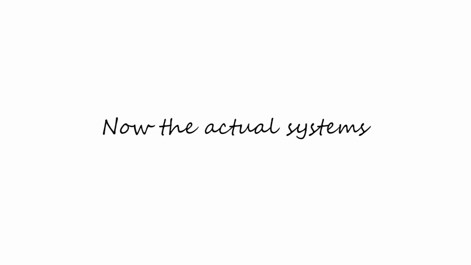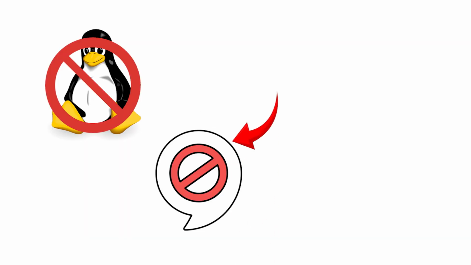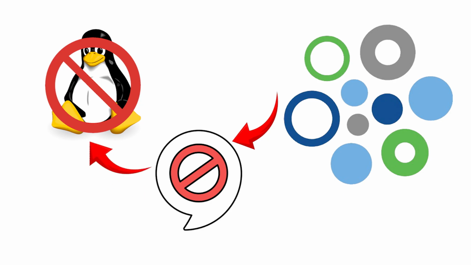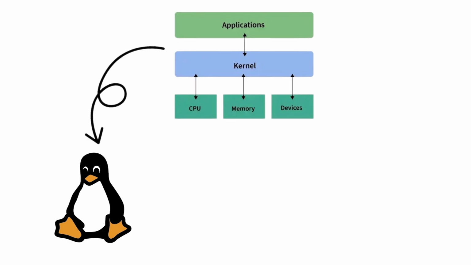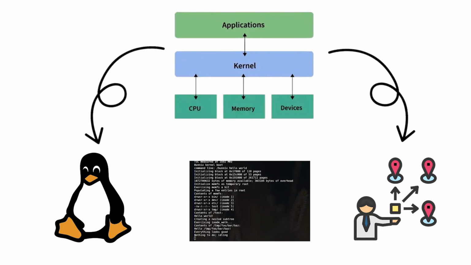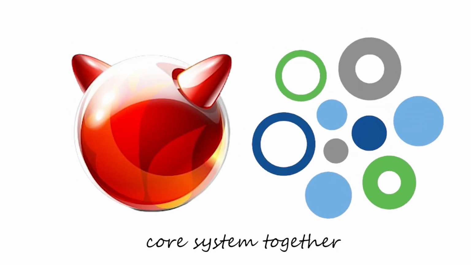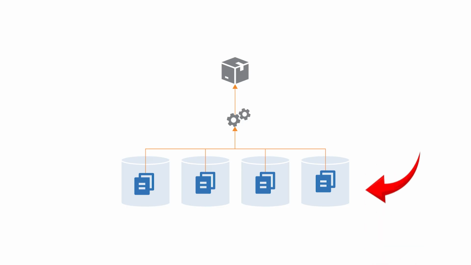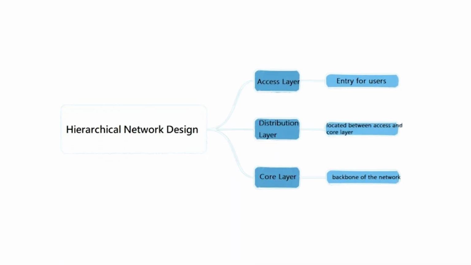Now the actual systems, starting with the one you already own. FreeBSD is a direct descendant of the Berkeley Unix line. It is not a Linux clone, and it never was. Both trace back to Unix separately. The structural difference matters. On Linux, the kernel comes from one project, and everything around it comes from hundreds of others, assembled by a distribution. FreeBSD develops the kernel and the core system together in one repository as one product. There is no distribution layer because there is nothing to assemble.